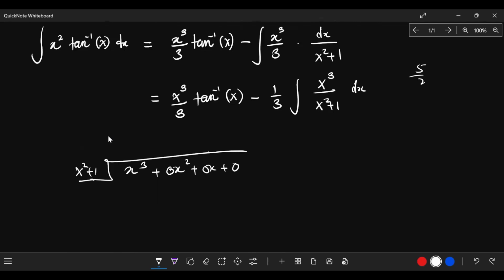Okay, so how do you divide this? You just don't bother saying x squared plus 1 into this. Please just divide x squared into x cubed. How many times does x squared go into x cubed? It's only once, right?